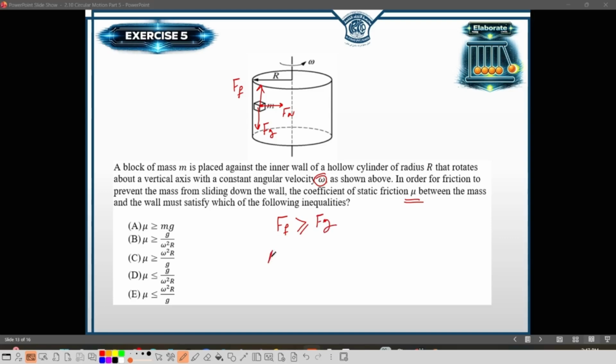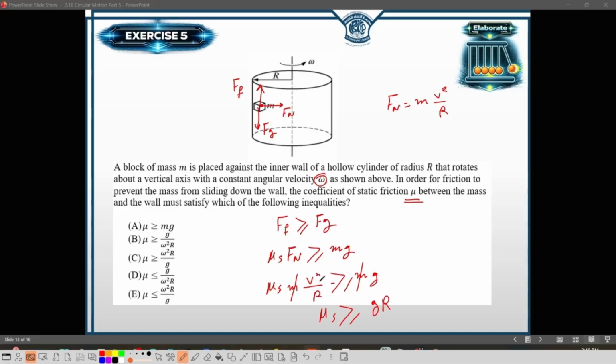The friction is given by mu s Fn, and the gravity is given by mg. Now, Fn is promoted to be centripetal force, which means Fn can be expressed as mv squared over r. So we substitute it back here. So mu s multiplied by mass times v squared over r is greater than or equal to m times g. Now mass cancels out. By moving the r from the denominator to the other side it becomes multiplication, and moving v squared it becomes division. The correct answer is mu s should be greater than or equal to g r over v squared.